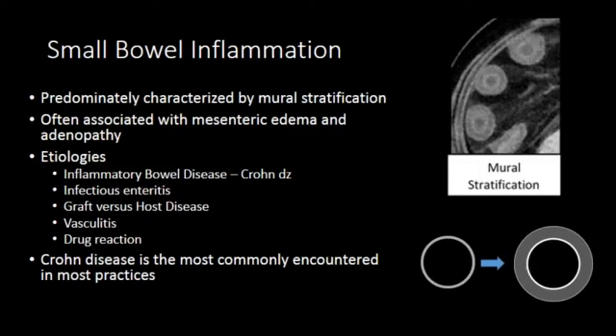Mural stratification is a form of wall thickening of the small bowel where the submucosa of the small bowel becomes edematous or inflamed. This causes thickening of the wall with low attenuation submucosa. The inner wall of the bowel, or the mucosa, often appears hyperemic to the submucosa, and the outer wall may also appear hyperemic.